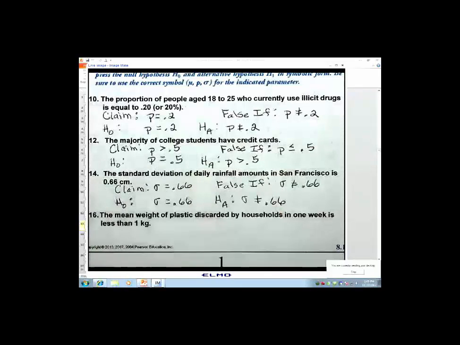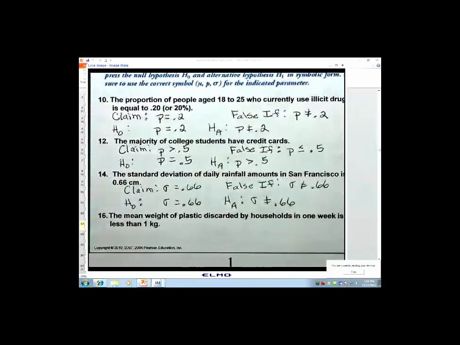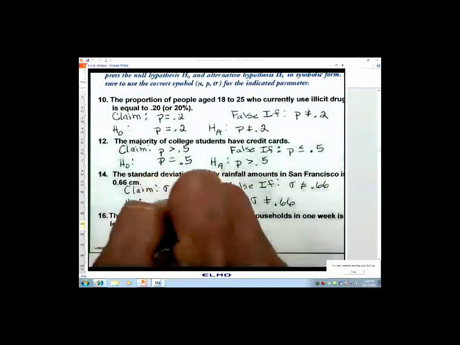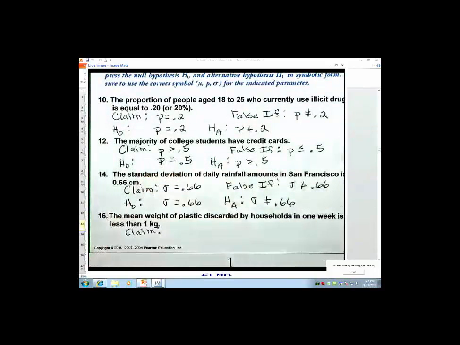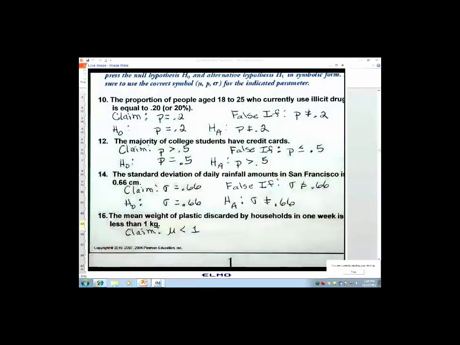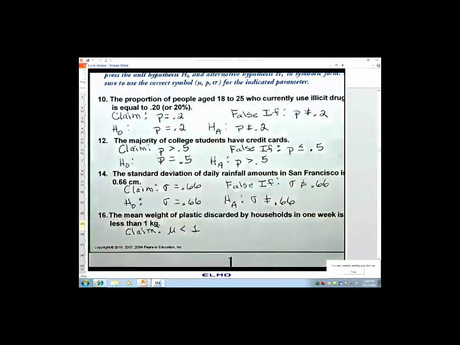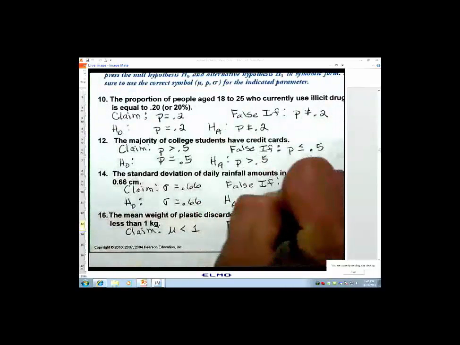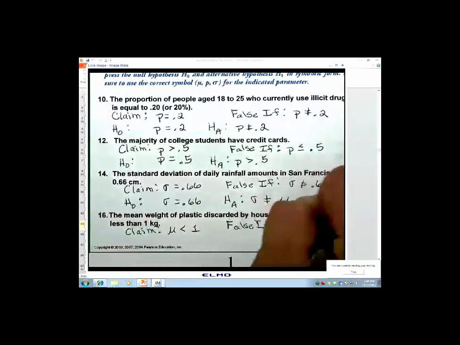And number 16 says the mean weight of plastic discarded by households in 1 week is less than 1 kilogram. What's the claim? Mu, the mean weight. Mu is less than 1 kilogram is the claim. That's false if what? Not only greater, but greater than or equal to 1.